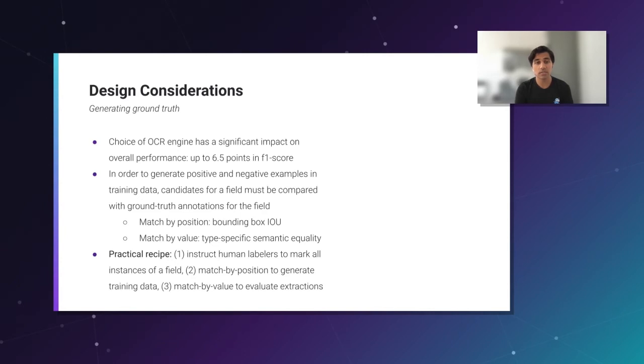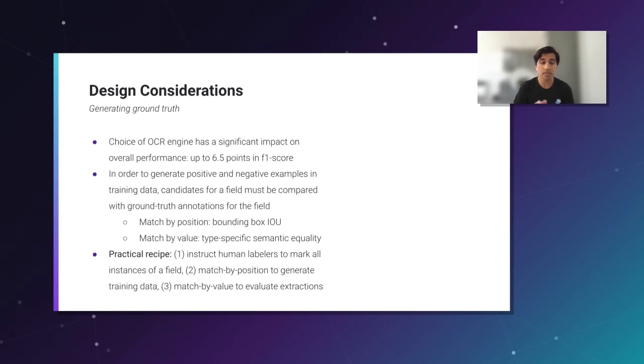The first point is that the choice of OCR engine has a super important impact on overall performance. It's up to 6.5 points in the F1 score. So pick a good OCR engine. Probably pretty obvious, but maybe less obvious is how important an impact the OCR engine ended up having on their performance. The second point, which is slightly more subtle, is about when you generate positive and negative examples from the training data. You should ask your annotators to label all the possible true candidates that correspond to a field. For example, if the invoice date is listed at the top and bottom of the document, label all of them. So that's maybe more of a given.